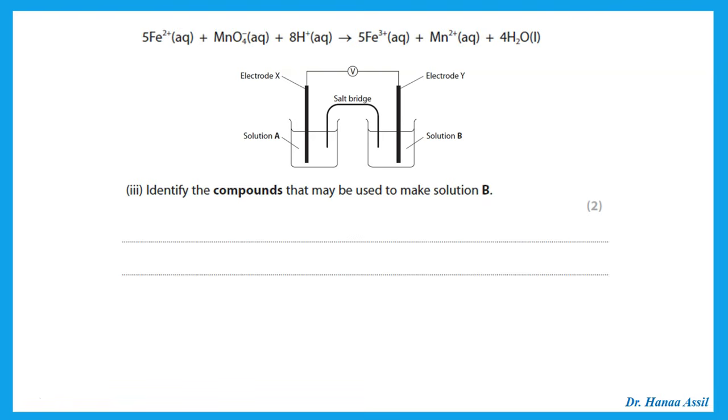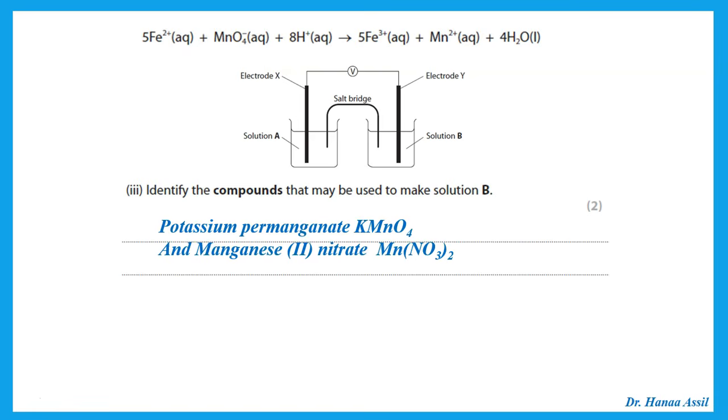This question wants to identify the compounds that are used to make solution B. In solution B, we want the manganate to manganese 2 plus. That was our solution B. So if I want to add solutions so that they are manganate and manganese 2 plus, which compounds should we use? Remember, we need soluble solutions. So usually we use potassium permanganate and something nitrate. So if I want manganese 2, then it is manganese 2 nitrate.